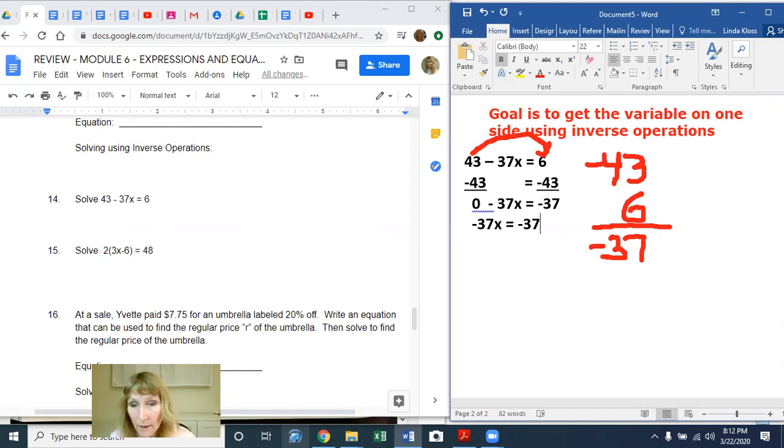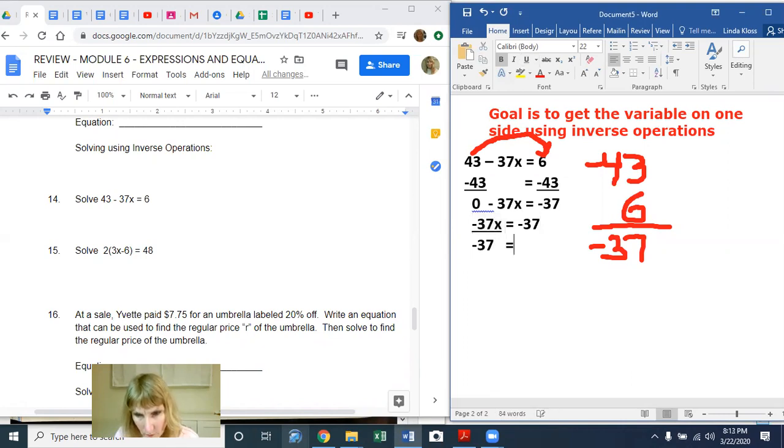We're not done yet. We still have to take care of getting x by itself, and we have this negative 37 times x right now. So we're going to use inverse operations and do the opposite of multiplication, which is division. So we are going to divide by the coefficient in front of the variable, which happens to be negative 37, the little division sign there.